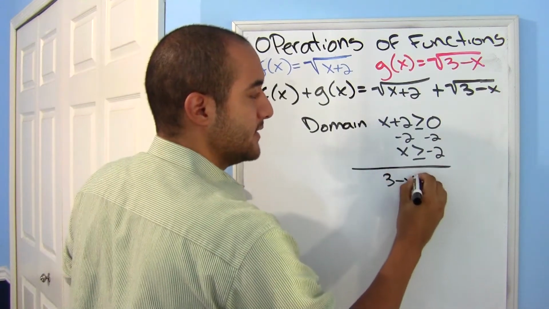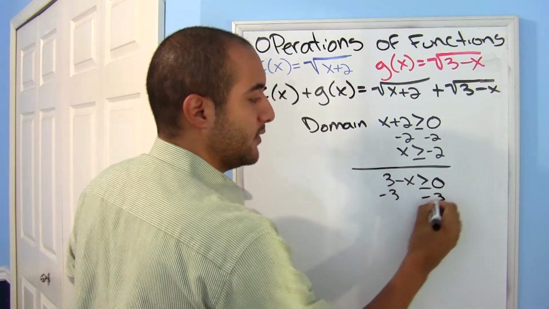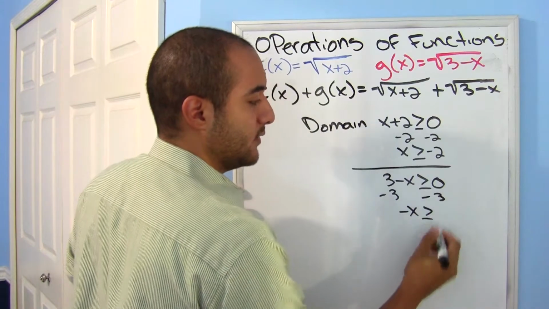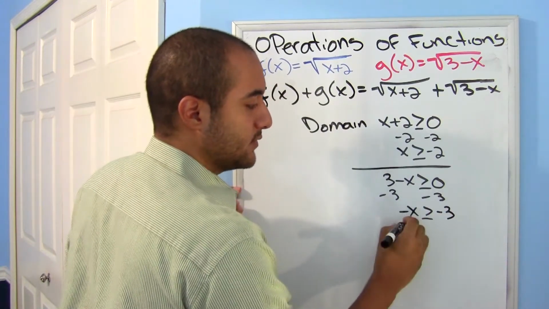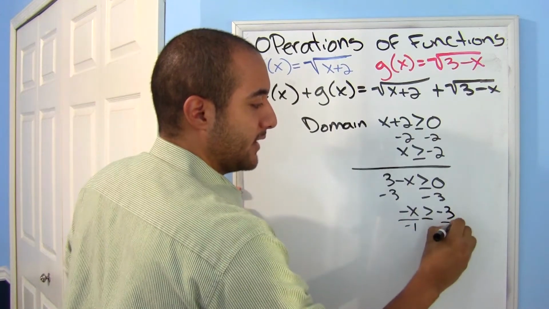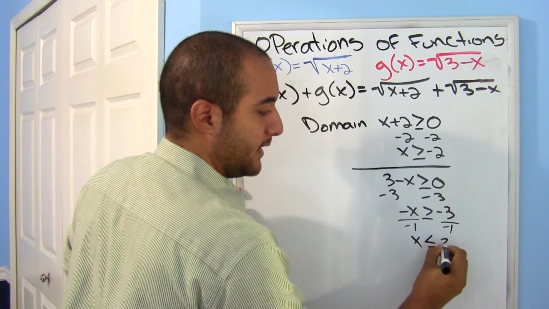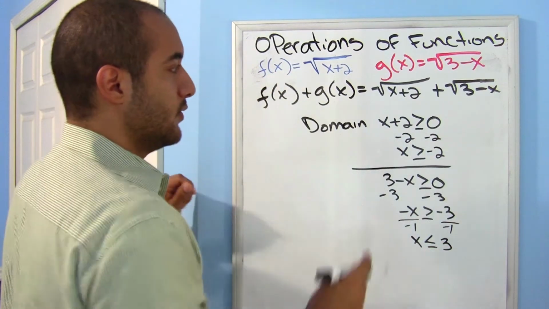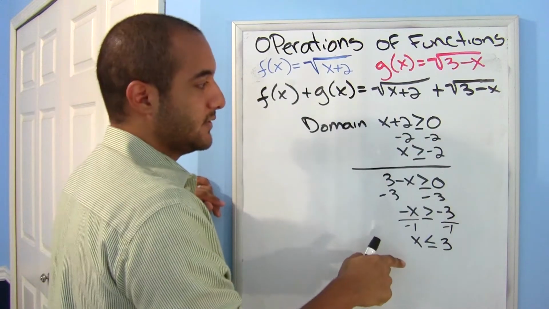3 minus x has to be greater than or equal to 0. Subtract 3 from both sides, and I get negative x is greater than or equal to negative 3. That's a negative x, so I'll divide by negative 1, and by doing that, I switch my sign around, and I get 3. So here, my domain is the combination of these two restrictions.